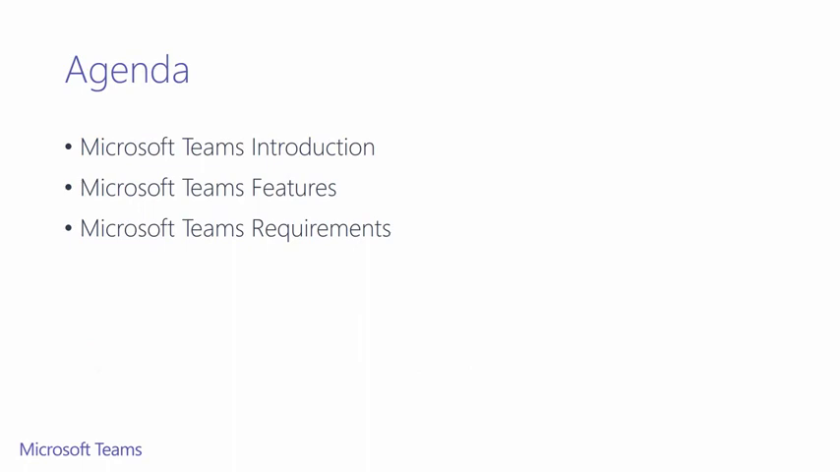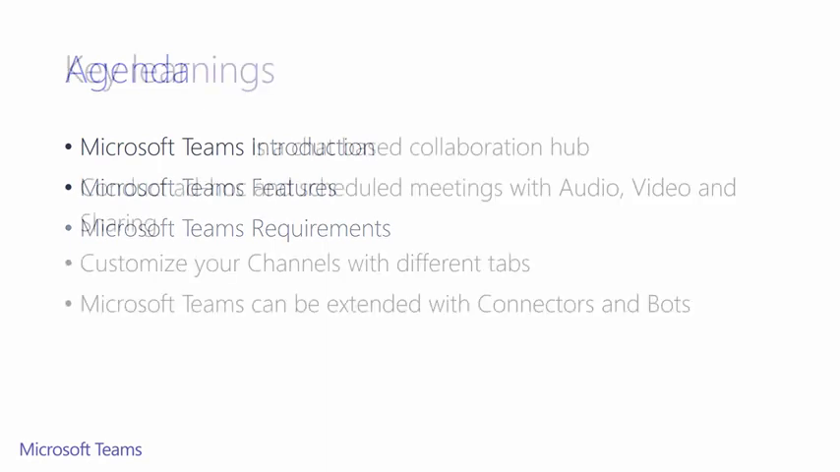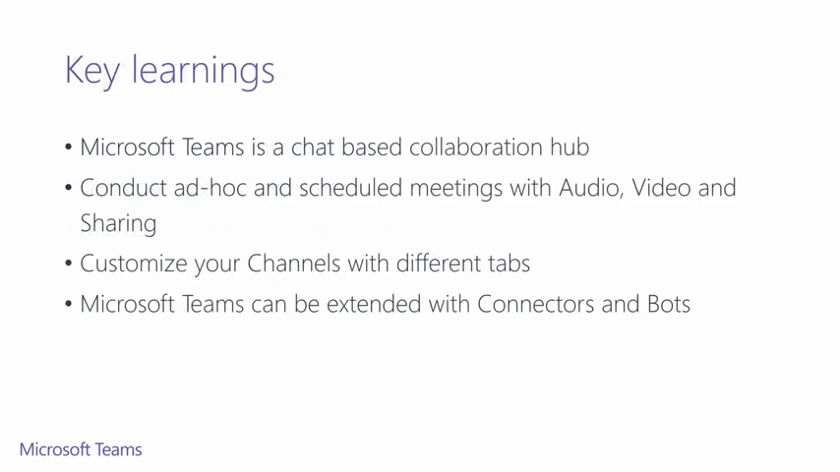We have three topics for this session. We want to introduce you to Microsoft Teams and its features, then outline the requirements to use Microsoft Teams. By the end of this training, we want you to know and understand that Microsoft Teams is a chat-based collaboration hub that allows you to have ad hoc or scheduled meetings. You can customize your individual working channels with useful tabs and extend the reach of Microsoft Teams with connectors and bots.